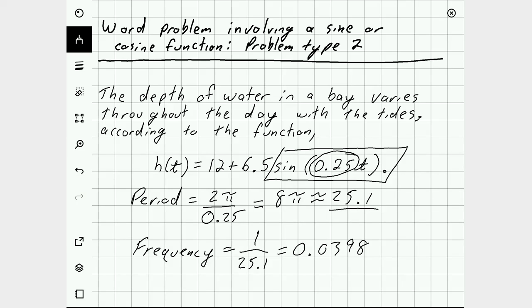The units on the period are whatever our time step is, so in this case that's hours. Frequency is cycles per time step, which in this case is hours. So roughly 0.04 cycles per hour is the frequency here.